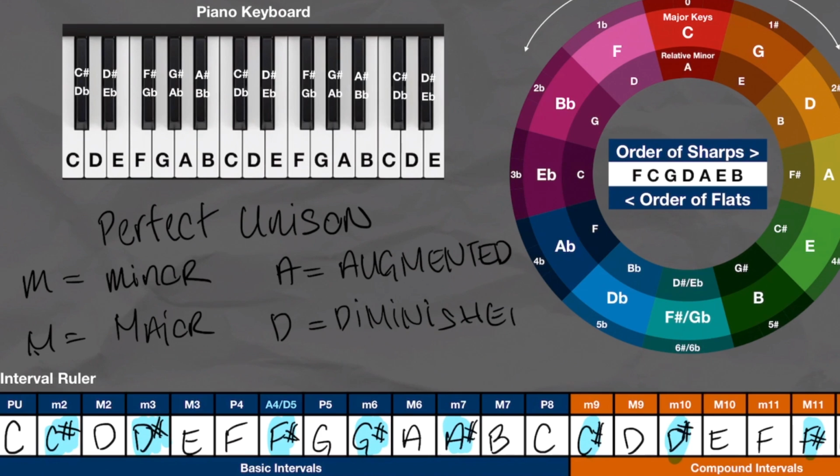Using this concept, we can continue on with the interval ruler and figure out all of these different intervals. So C to C sharp is a minor second, C to D is a major second, C to D sharp is a minor third, C to E is a major third, and so on and so forth.